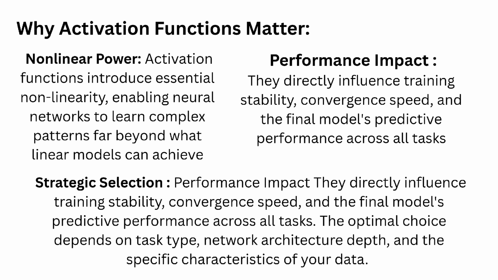Function matters. Activation functions are mathematical equations applied to the output of a neuron. They introduce non-linearity, which allows neural networks to learn complex patterns. Without activation functions, neural networks would behave like simple linear models and fail to solve real-world problems. Performance impact. They directly influence training stability, convergence speed, and the final model's predictive performance across all tasks.